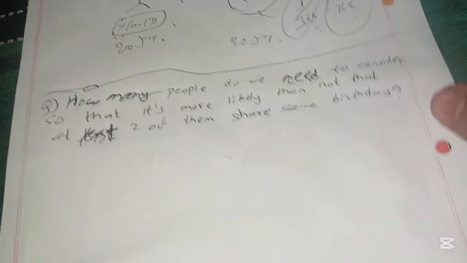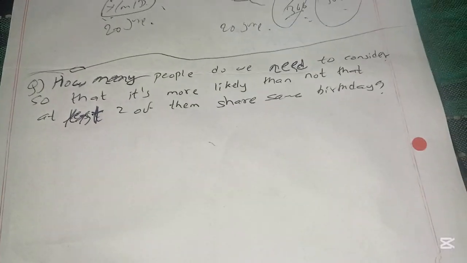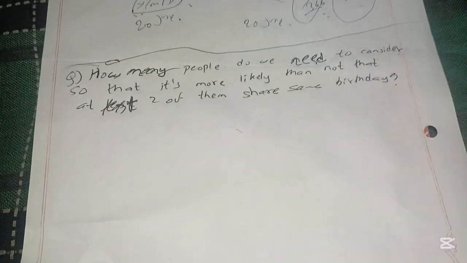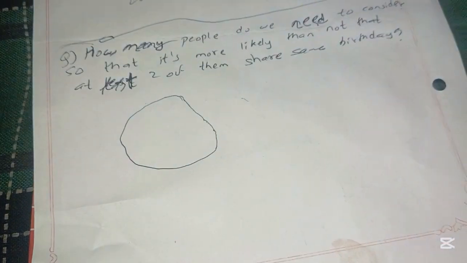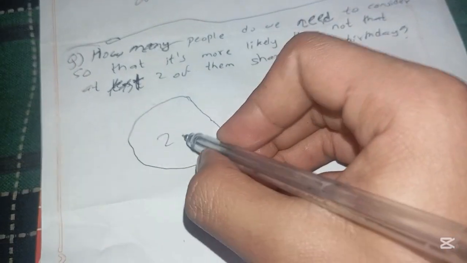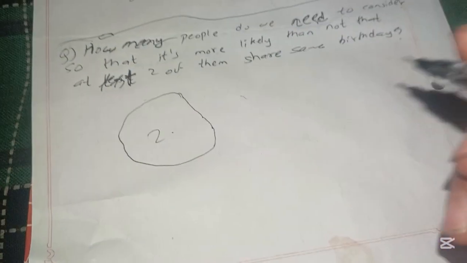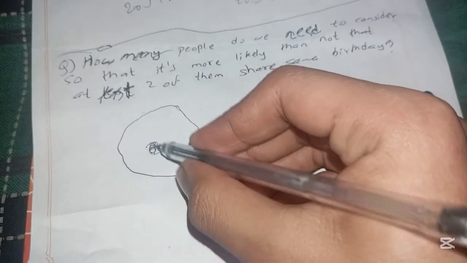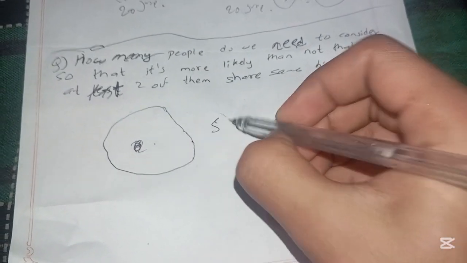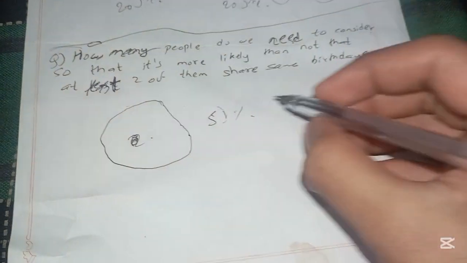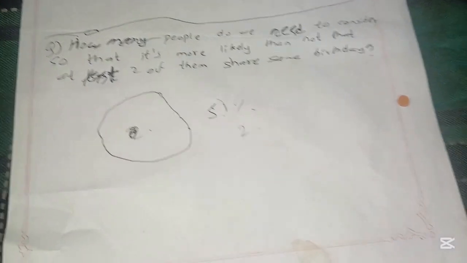Okay, so let's write down our question. The question is going to be like this: how many people do we need to consider so that it's more likely than not that at least two of them share the same birthday? So how many people do we need to keep in a room so that there's more probability of at least two of them sharing the same birthday than not? Here we're asking how many people do we need so that there's a probability of at least 51% that at least two people share the same birthday, right?